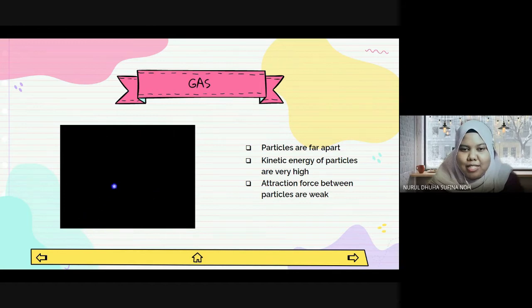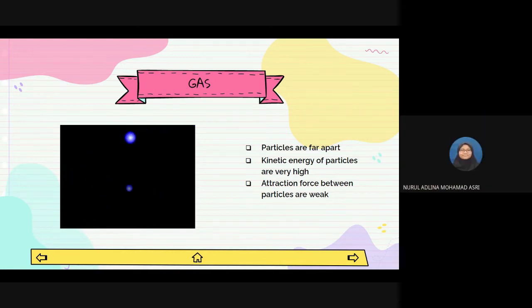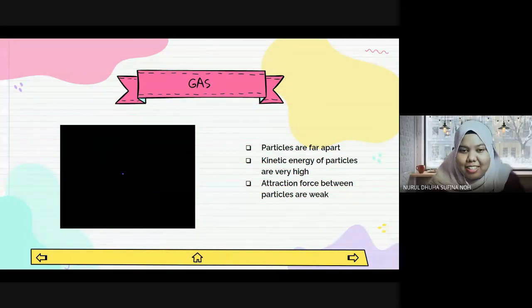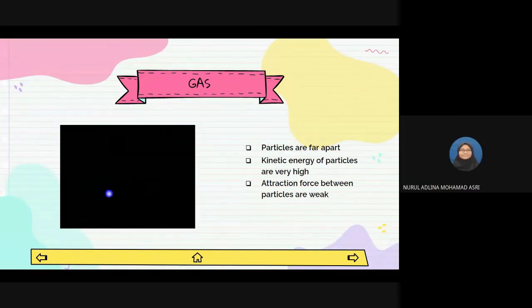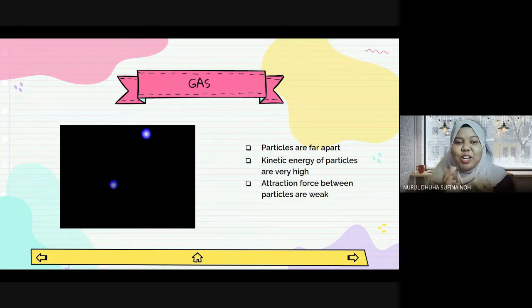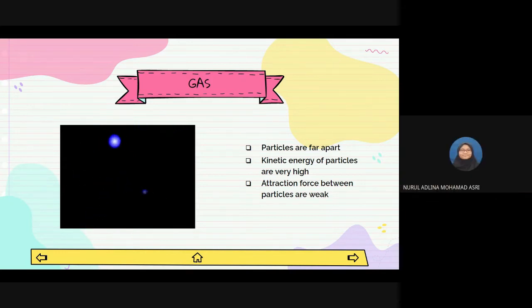Next, I want to ask Adlina. Can you tell me which state has the highest attraction force? Solid. Why? Because the kinetic energy is low. Yes, because they are closely packed. So the attraction force between them will become strong as they are tight and packed. Do you understand? Yes, teacher.